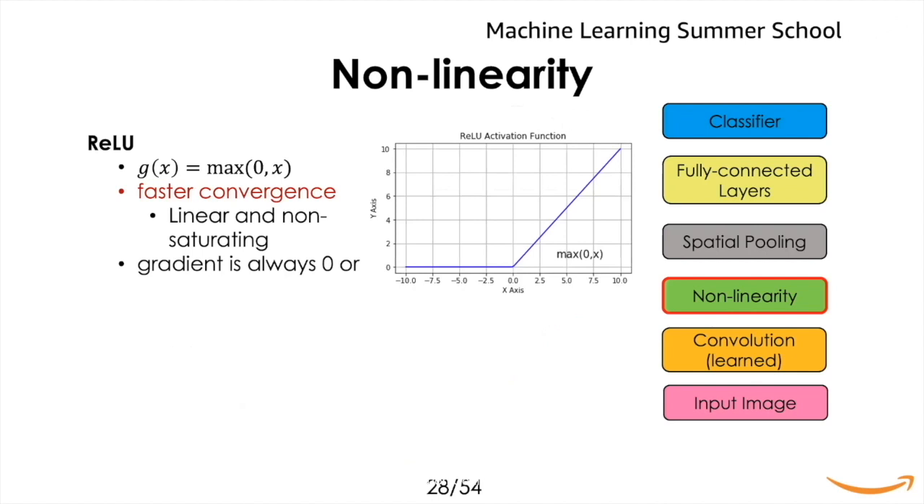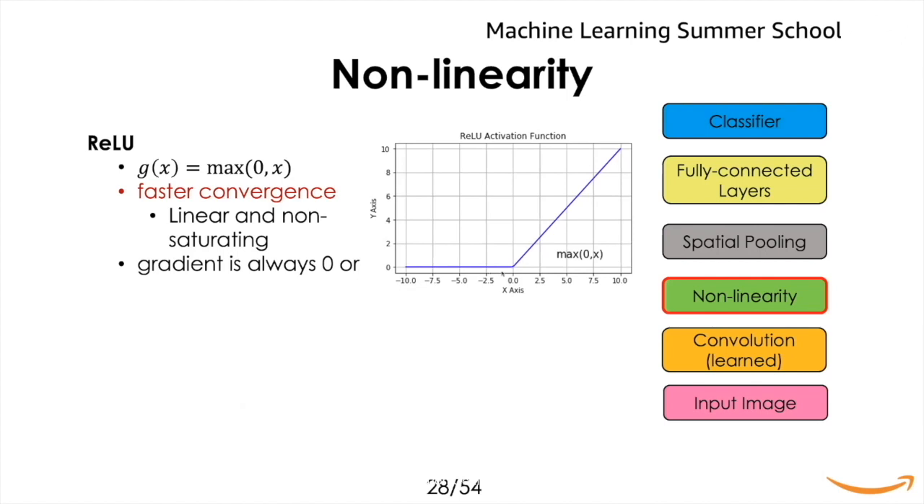Another popular nonlinearity is a ReLU nonlinearity, which is simply the max of 0 and the input. Right. So in the negative axis, it is just 0, and the positive axis is a linear curve. It's a straight line. So this nonlinearity leads to faster convergence. But again, you can see that this also saturates in the negative region.